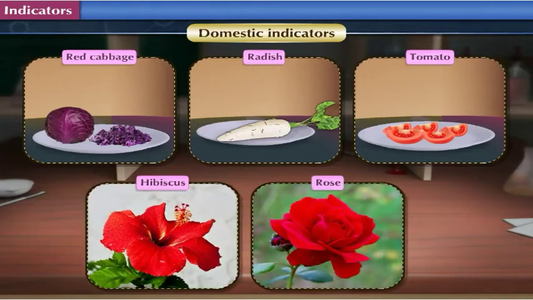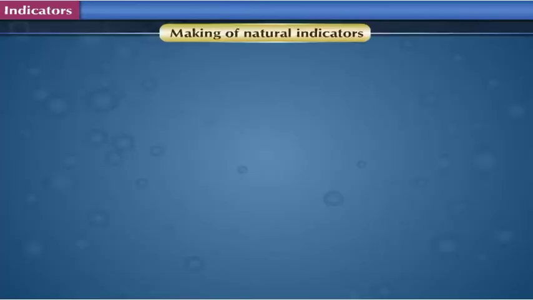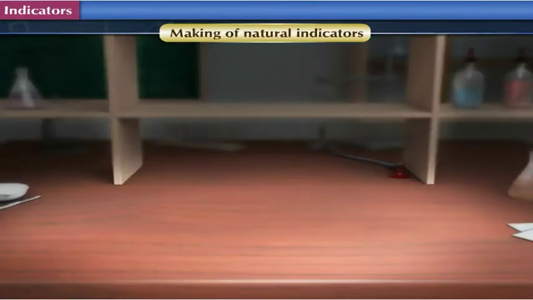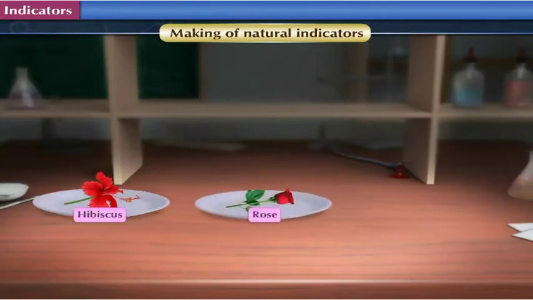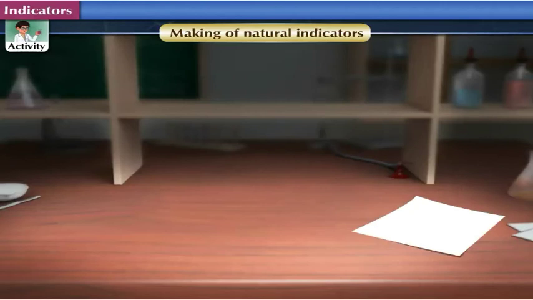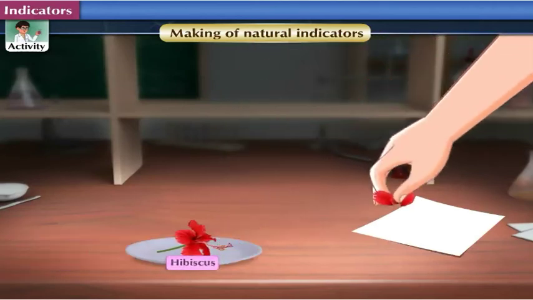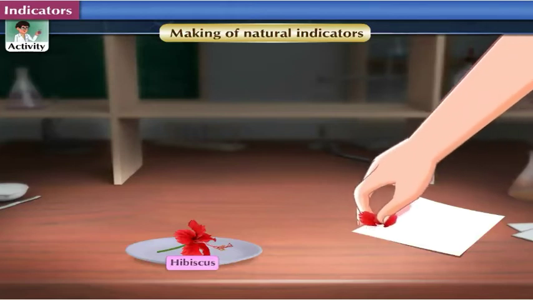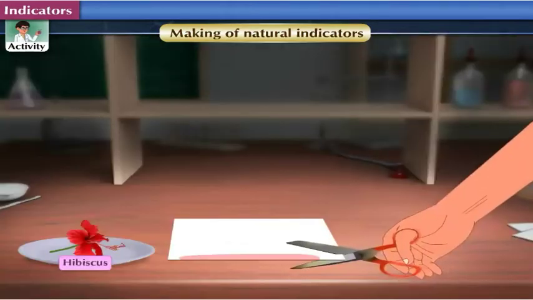Now let us perform an activity for making natural indicators. Making of natural indicators. To perform this activity, we require hibiscus, rose, turmeric, red cabbage leaves, white filter paper, etc. Let us begin with the activity. First, we shall take a hibiscus flower and rub its red petals on the white filter paper. Now, cut a strip of this filter paper.